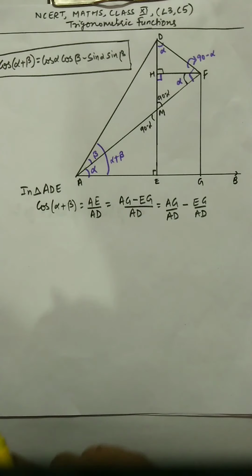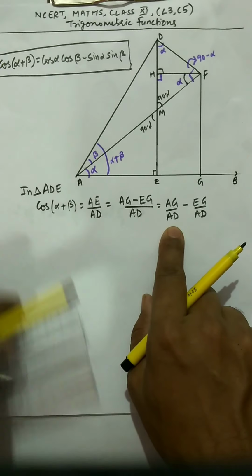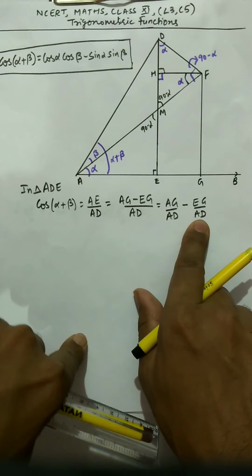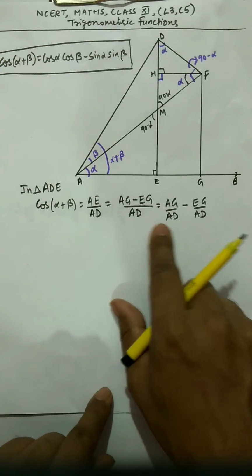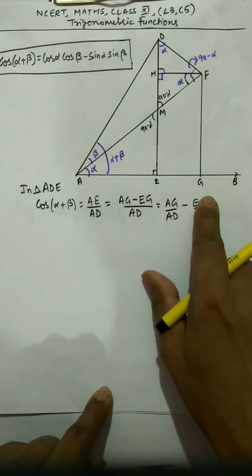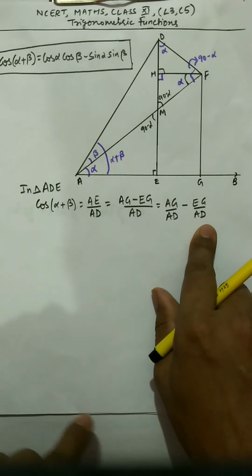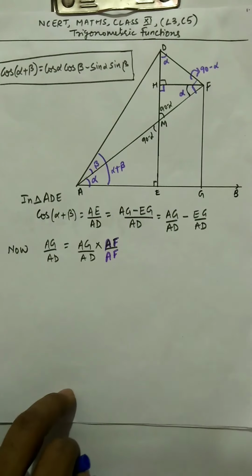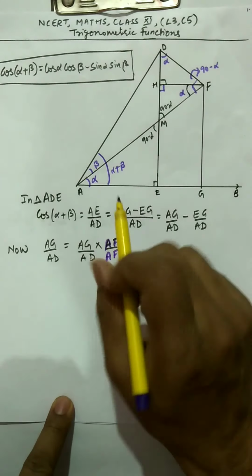Now the next important thing you have to understand is that cos(alpha + beta) has come. So AG upon AD should be equal to cos alpha into cos beta, and EG upon AD should be equal to sin alpha into sin beta. We'll now make an effort to show that AG upon AD is equal to cos alpha cos beta, and EG upon AD is equal to sin alpha sin beta. We can do it separately, or we can do it here also. So now we are going to prove that AG upon AD is equal to cos alpha into cos beta.